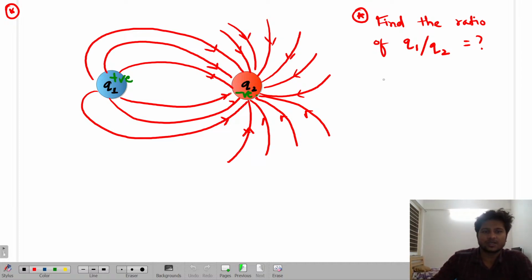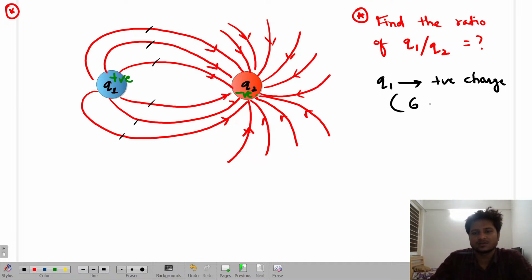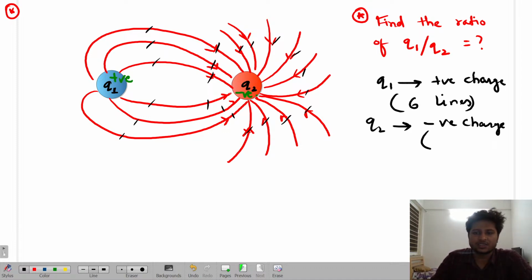So let's suppose here Q1 is my positive charge, and for that the number of field lines is how much? 1, 2, 3, 4, 5, and 6. So 6 lines, isn't it? When I calculate for Q2, how many lines are coming? 1, 2, 3, up to 16. So Q2 is my negative charge and it has how many lines?